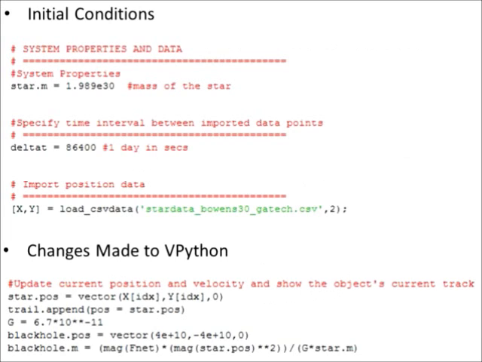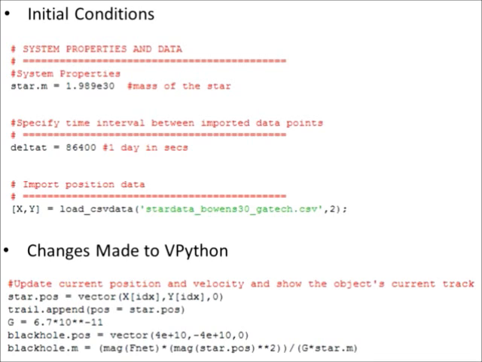The data given for my problem was a star mass of 1.989e30, a time step of 86,400 seconds, which represents 1 day, and a black hole position vector of <4e10, -4e10, 0> meters from the origin, which is <0, 0, 0>.